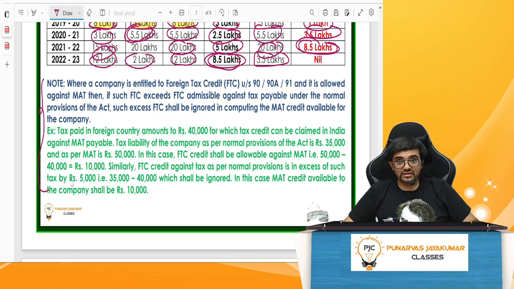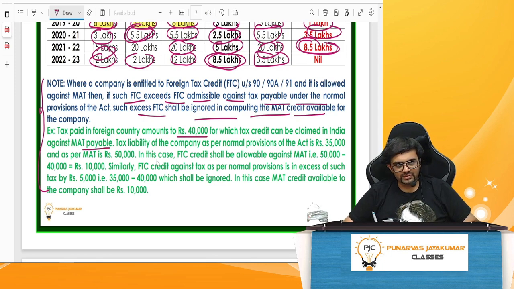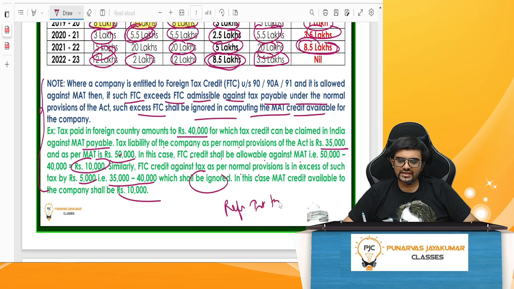FTC, if you remember, we have done it in international taxation, where a company is entitled to foreign tax credit under 90/91 and is allowed against MAT. If FTC exceeds FTC admissible against tax payable under normal provisions, the excess FTC shall be ignored in computing the MAT credit. Tax paid in a foreign country amounts to 40,000, for which tax credit can be claimed in India against MAT payable. Tax liability of the company as per normal provisions is 35,000 and as per MAT is 50,000. In this case, FTC shall be allowed against MAT, that is 50k minus 40k, 10k. Similarly, FTC against tax as per normal provisions is in excess of such tax by 5,000, that is 35,000 minus 40,000, and it shall be ignored. MAT credit is 10,000. Refer to the international tax discussion; we have done this fully there, foreign tax credit.